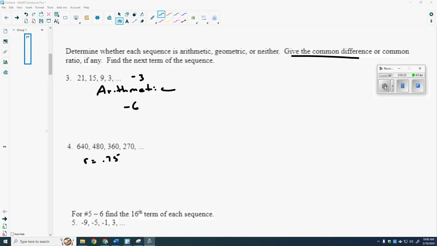All right, so the next thing then: this is geometric because it has a constant ratio. My next term would be taking 0.75 and multiplying it by 270, and I get 202.5. In my answer key, I gave you 2 next terms, but it just says the next term. Okay. Question 5.